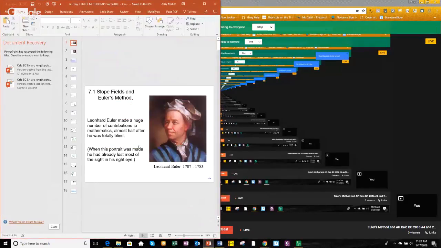All right, we're going to talk about Euler's method today, which is a method in which we can approximate function values when we can't find the antiderivative and integrate. All right, so I'm going to do a PowerPoint and switch back and forth, and we're going to do slope fields on our calculator, which is pretty cool.